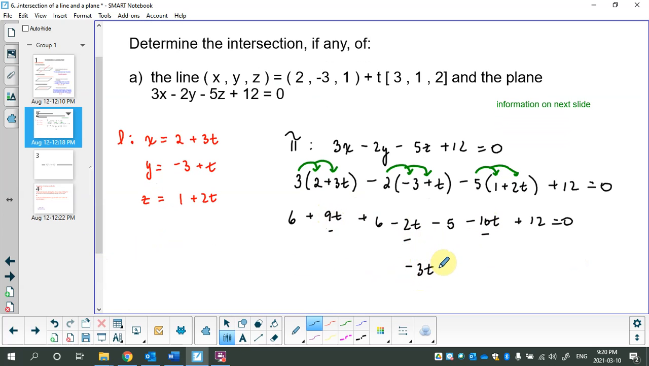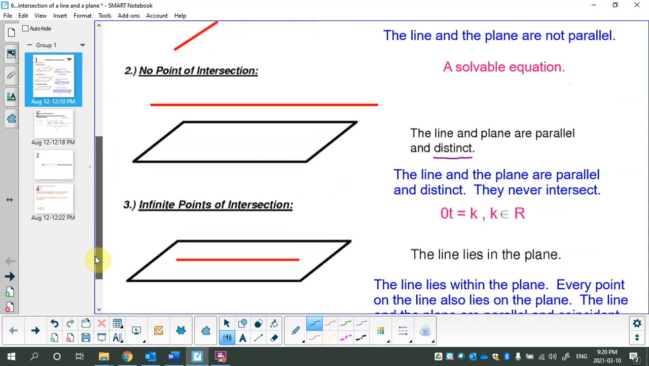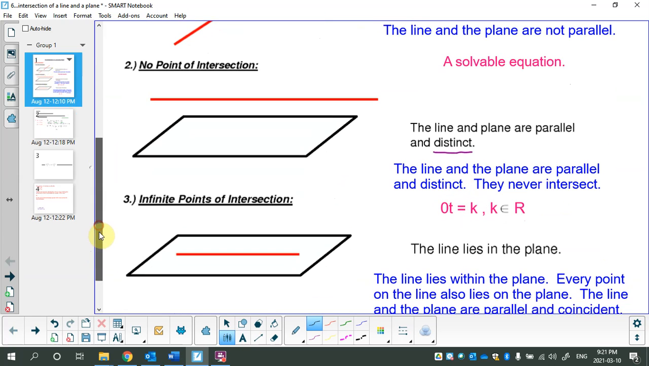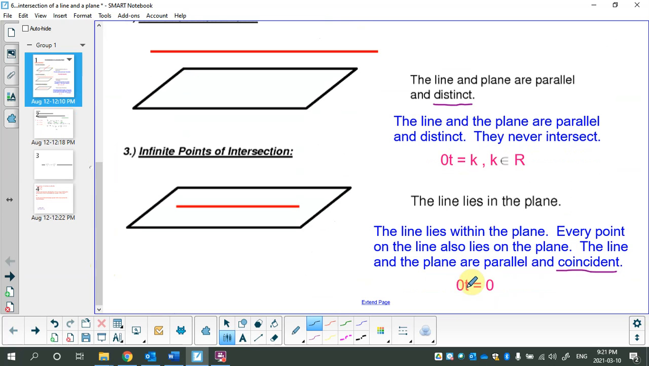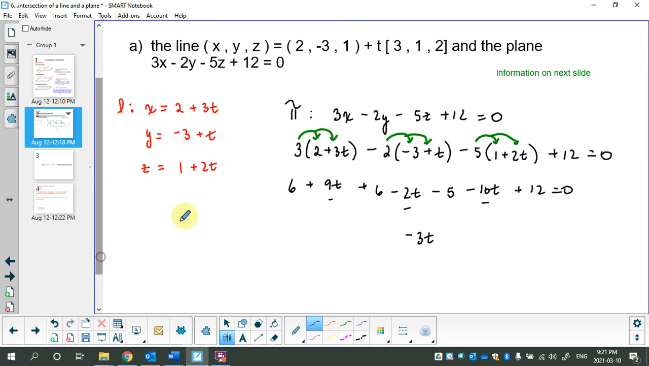So I already know that it is not this situation because I don't have 0t. And I already know it is not this situation because I don't have 0t. I have negative 3t. Now the numbers.